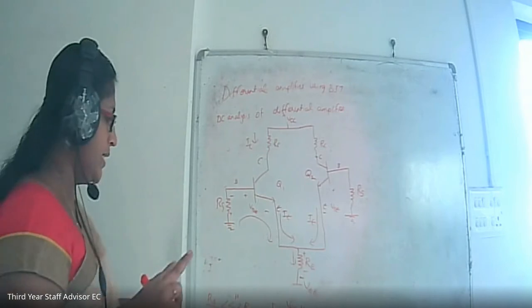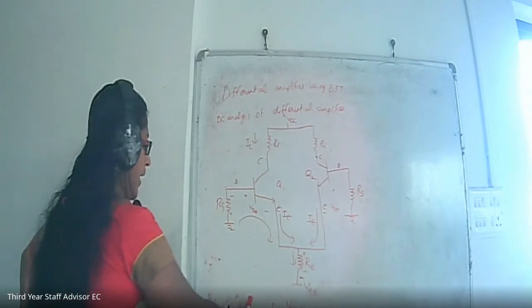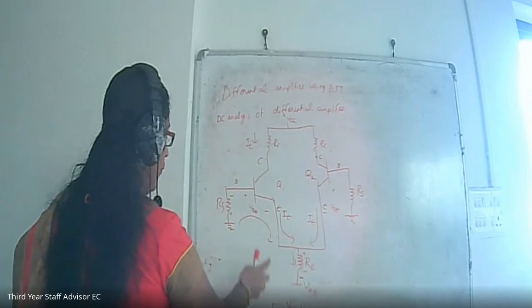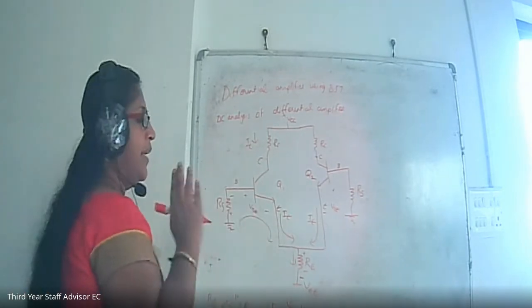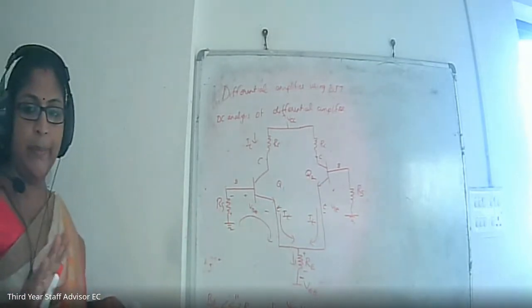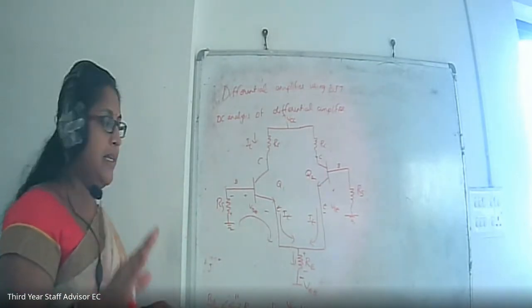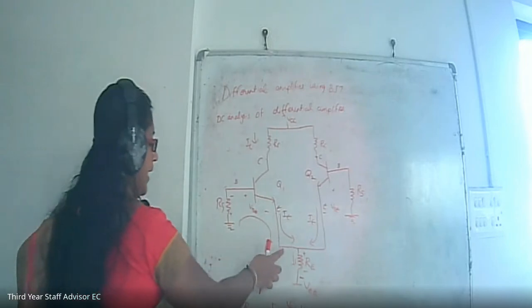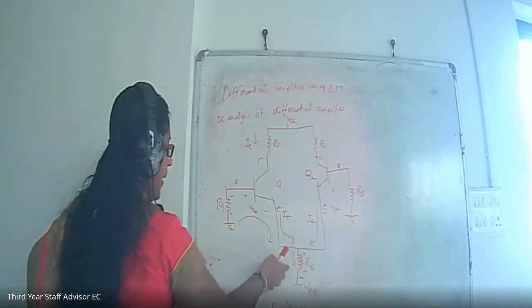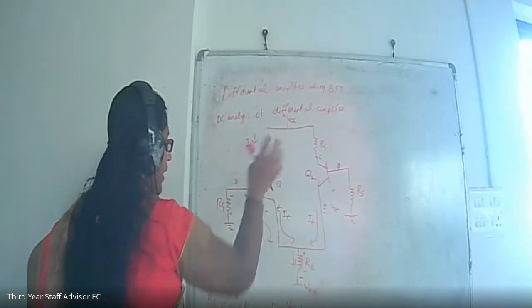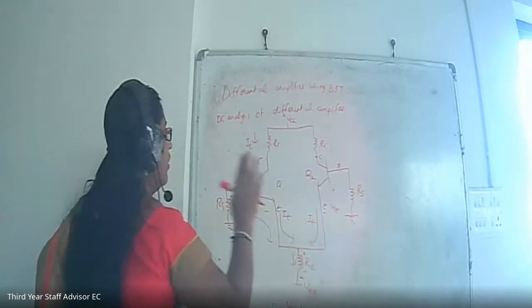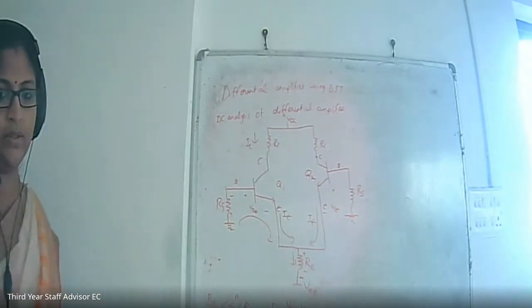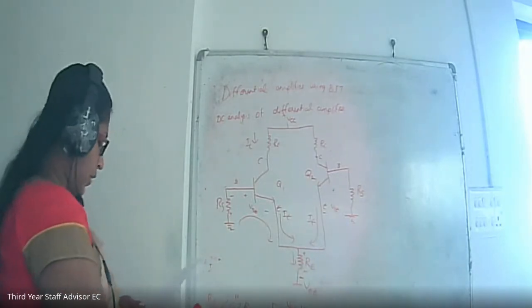Two conditions are there. From this equation, the IE value for Q1 and Q2 depends upon the value of RE, and IE does not depend upon the value of IC. The emitter current does not depend upon the collector current, and it will depend upon the value of RE, the emitter resistance. Those are the two conditions for emitter current.